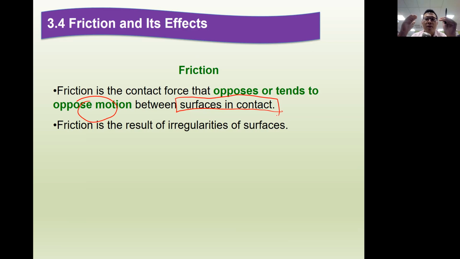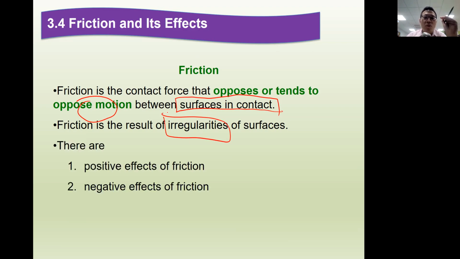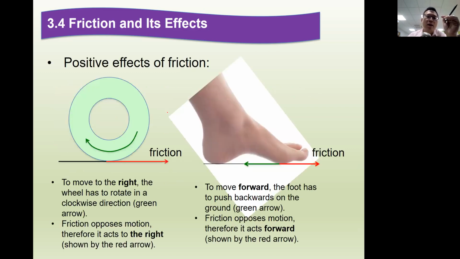For example, between the tire of a car and the road, the friction will occur in between the surface where the tire meets the road surface itself. And when we say a rough road has higher friction, why? It's because a rough road has a lot of irregularities on the surface. When the object moves over them, they tend to create small opposing forces, which is what we call friction. But not all frictions are negative.